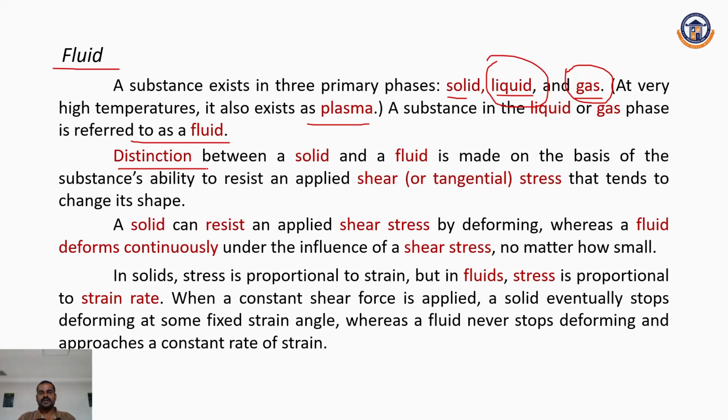The distinction between solid and fluid is made on the basis of a substance's ability to resist applied shear stress. Shear stress is also called tangential stress that tends to change the shape of solids. A solid will resist any type of force applied onto it, especially shear stresses. It will resist initially, and after that it starts deforming. Whereas a fluid will deform continuously under the influence of shear stress, no matter how small the applied shear stress is. This is the original definition of fluid.